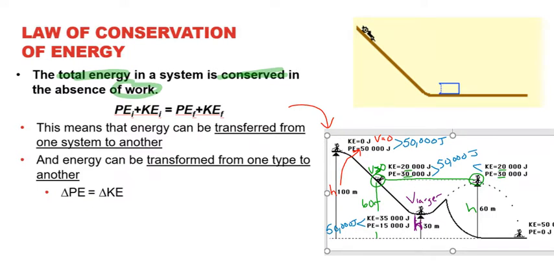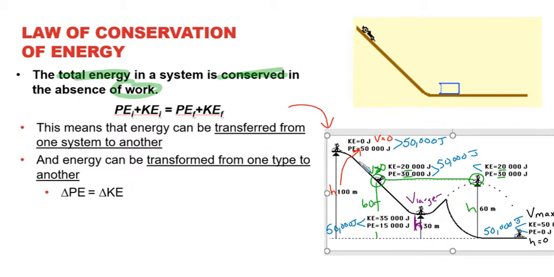And then when I finally finish my problem down here at the very end, I'm as low as I can go. I have no height, so I have no potential energy. But because I'm as low as I can go, I can also assume that this is the maximum velocity that I'll have, where now I have 50,000 joules of kinetic energy. But together, their sum is still going to be 50,000 joules.